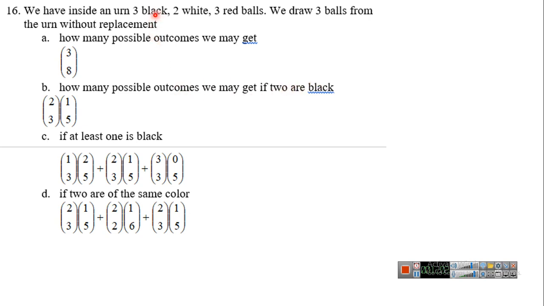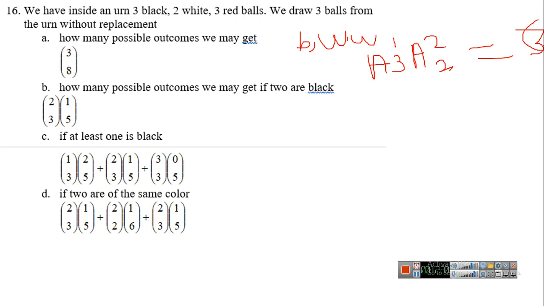How many possible outcomes if 2 are black? I'm picking 3: 2 black is 2 out of 3, and 1 out of 5. Suppose I said how many possible outcomes of getting black followed by a white followed by a white. Here order is important, so it's an arrangement. Black, I have 3, 1 out of 3, and white, I have arrangement 2 out of 2. So it will be 3 choices times 2 out of 2, which is 2 times 1, so 6 choices.